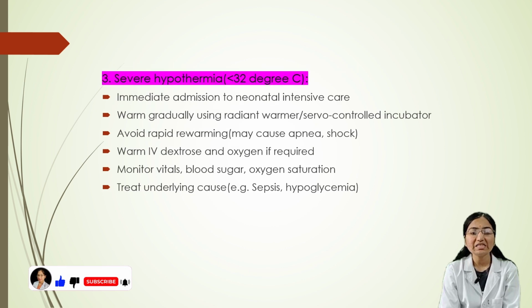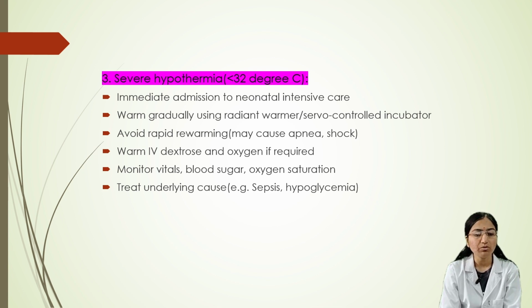Next we'll see severe hypothermia. It is less than 32 degrees Celsius. Here the first thing we have to do is immediate admission to the neonatal intensive care unit, NICU. Then warm gradually using a radiant warmer or servo controlled incubator, and avoid rapid rewarming, as it may cause apnea or shock. Give warm IV dextrose and oxygen if required. Monitor vitals, blood sugar and oxygen saturation, and treat underlying causes, for example sepsis or hypoglycemia.